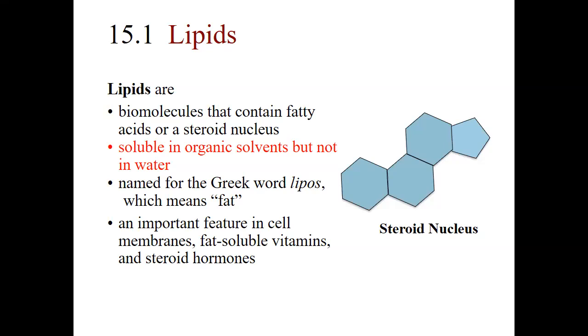Where we see these most often, these are what make up our cell membranes, both plant and animal cells. These are heavily featured in what are called fat-soluble vitamins, the vitamins that are nonpolar in nature. And of course, many of our hormones are steroidal hormones, which means they have that steroid nucleus as their base.